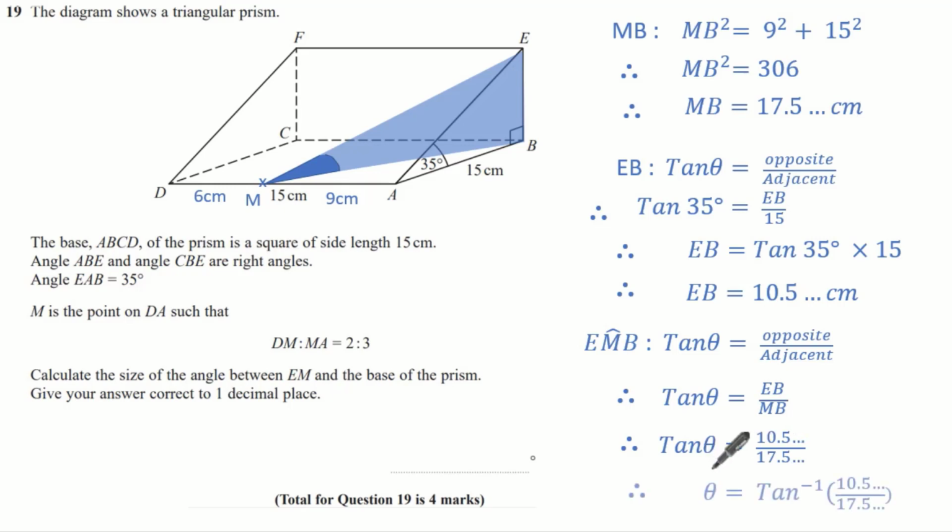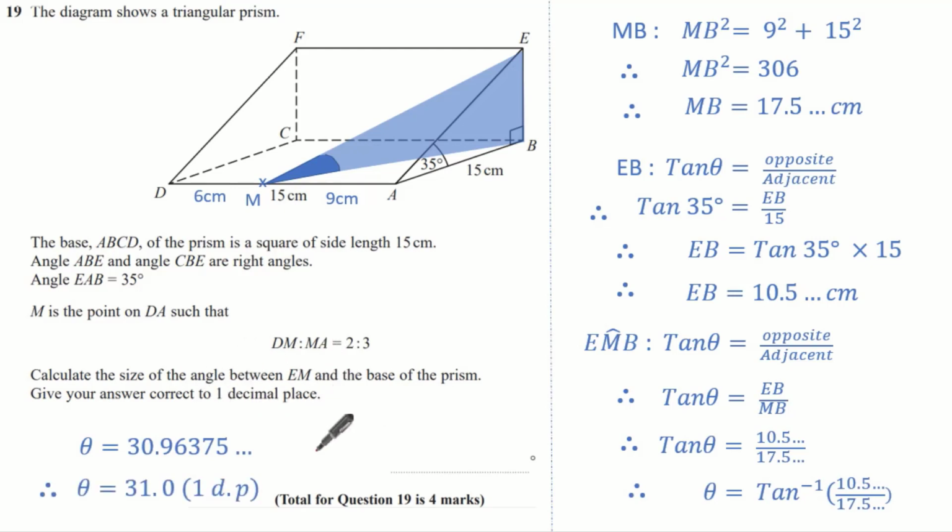To find theta, I need to do tan to the minus 1 of 10.5 over 17.5. Working this out, theta is 30.96375, and so on. But because the question wants me to find it to one decimal place, this means theta is 31.0.